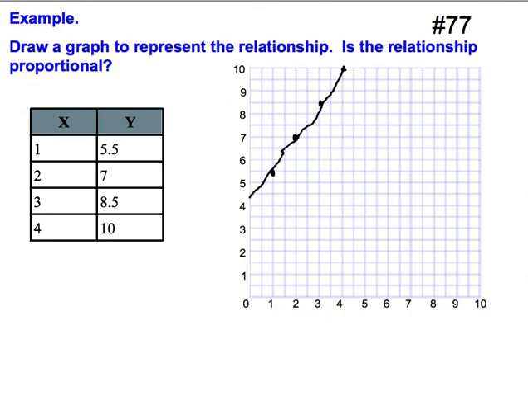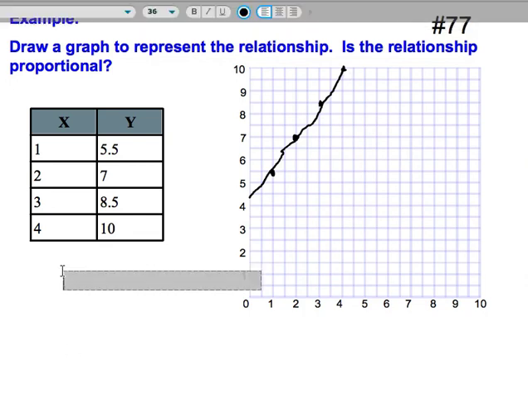Now this example wants us to make our own graph. So they gave us a table with x and y values, and we need to plot it. So x is the horizontal, and y is the vertical. So we go over 1 up 5.5, we get right there, over 2 up 7, over 3 up 8.5, and over 4 up 10. Now again, we're looking for two things. We are looking for a straight line that goes through the origin.